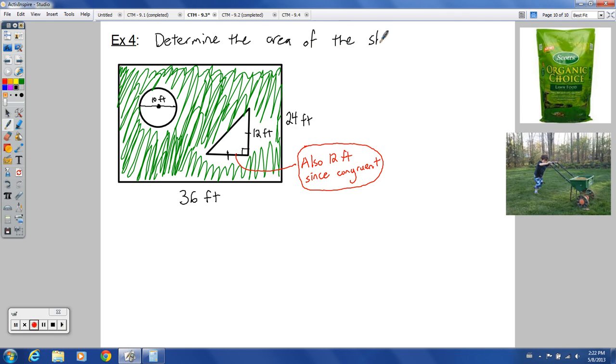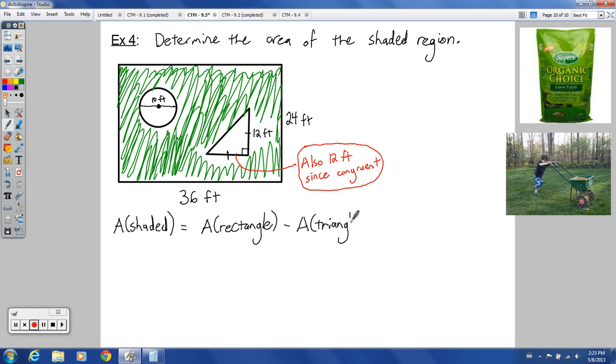So I see 3 different shapes here, and those 3 shapes, I know how to find the area of each one of those separately, and I just need to put them together in the right way. I see a rectangle, a big outside rectangle, and I see a circle, and I see a triangle. I know how to find each one of those separately, and so the area of the shaded part would just be the area of the largest outside shape, the rectangle, and from that I would subtract the area of the triangle and the area of the circle. Simple as that. So that minus that minus that.